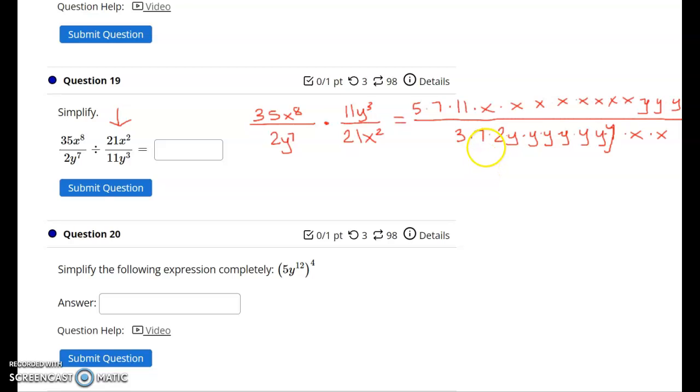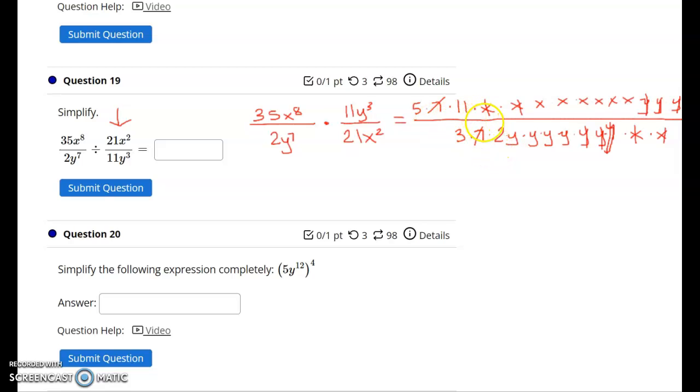Okay, now we can go through and just start canceling. So the 7's will cancel. 2 of the x's will cancel. 3 of the y's will cancel. Let's cancel out that ugly y that I made. And that's it.